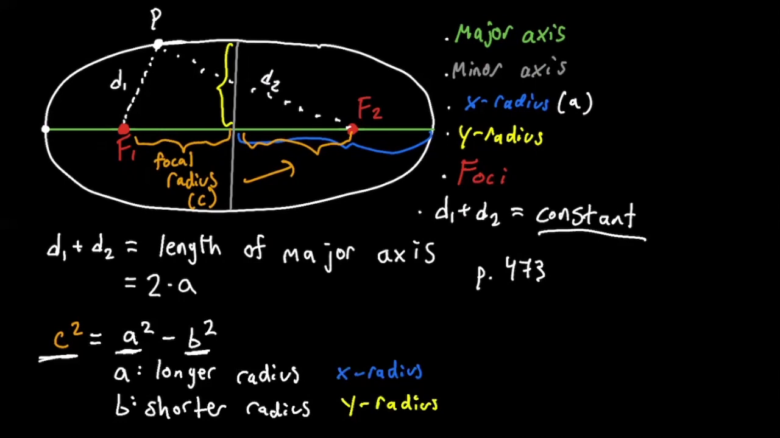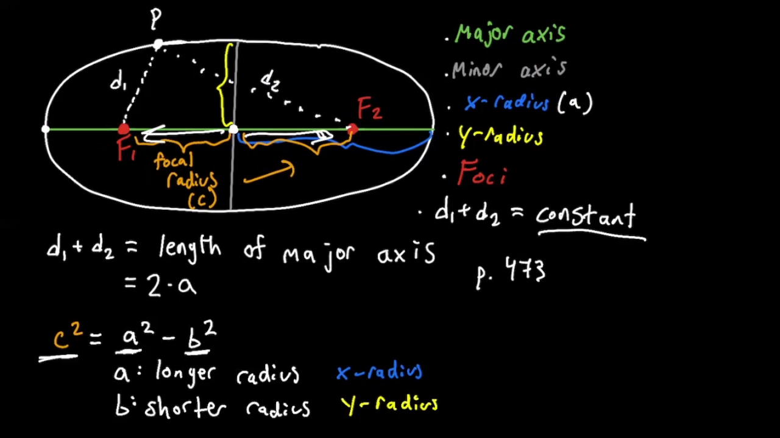Once we have c, all we have to do is look at the center and then add c in the x direction and subtract c in the x direction. So going c units to the right and c units to the left. And that's for a horizontal ellipse. If our ellipse was vertical, we would be adding in the y direction. So just think about rotating this ellipse 90 degrees.